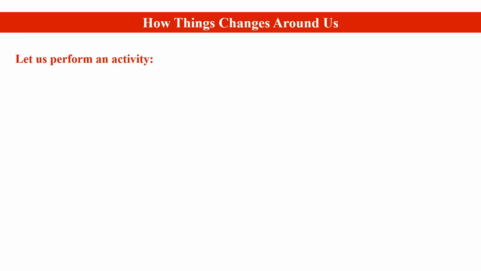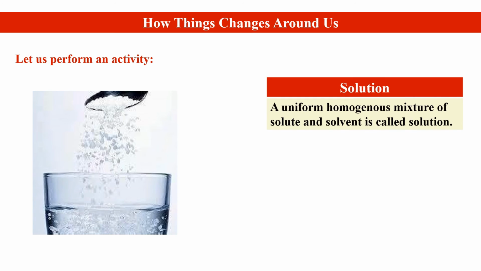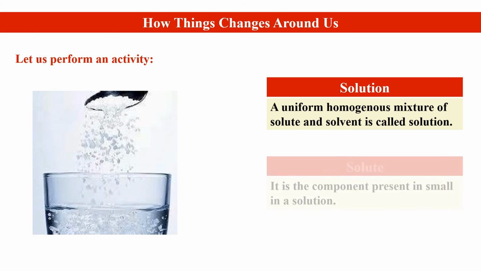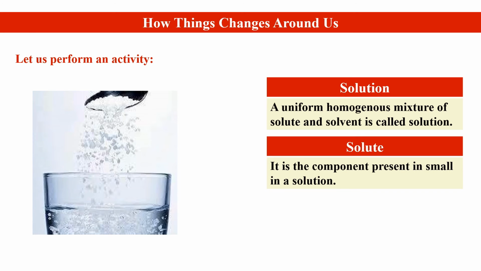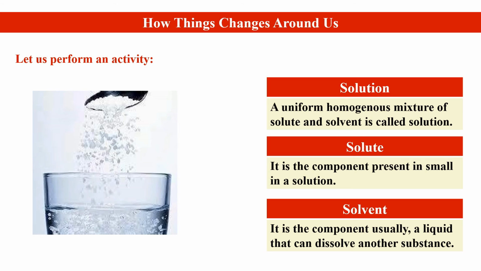Let us perform an activity. For this activity, we are going to make a sugar solution. So what is a solution? A solution is a homogeneous mixture of solute and solvent. Here in sugar solution, the solute is sugar. A solute is a component present in small quantity in a solution. And then we need a solvent, which is water. A solvent is the component, usually a liquid, that can dissolve another substance. So to form a sugar solution, we need the solute, sugar, and the solvent, water.